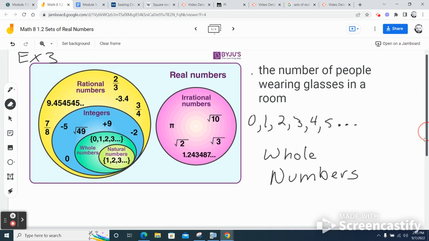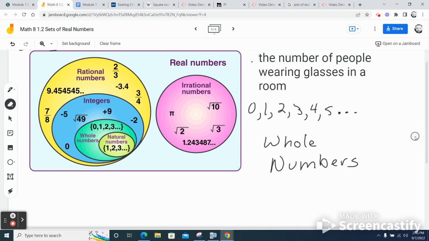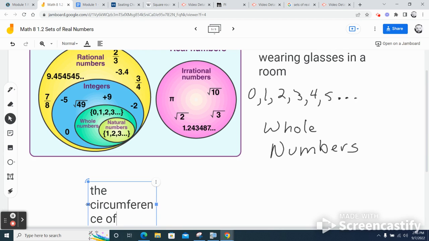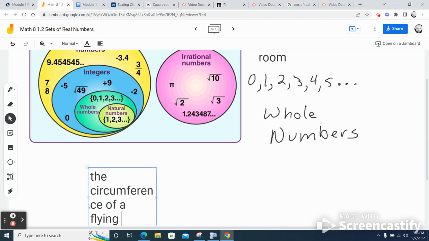And you guys remember, whatever I write down, whatever you see on the board, you should be writing down in your books, in your notebooks. So part B says, ooh, this is a tough one. I'm going to shorten it up a bit. For part B, they want to know, we need to figure out the circumference of a flying saucer.